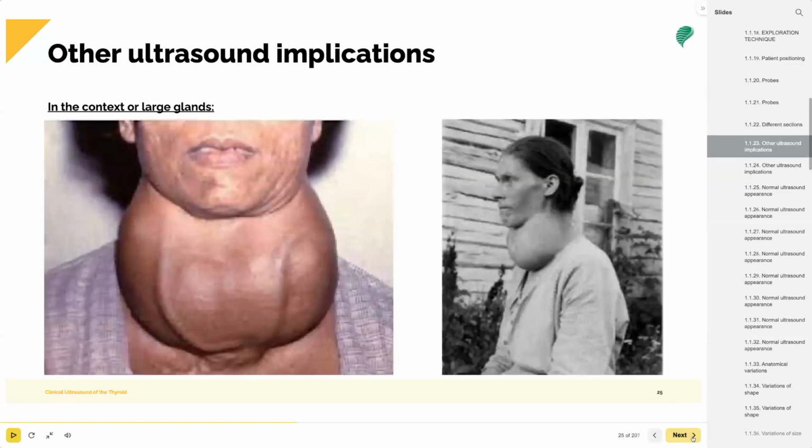Okay. This is an image, of course, of a very large thyroid gland. There are many types of enlargements. One of the most popular would be a goiter.